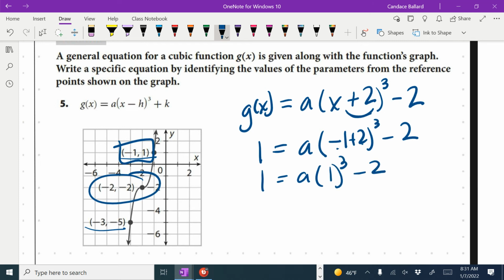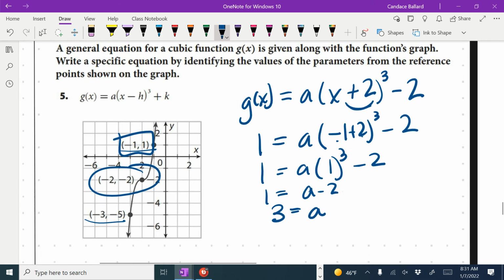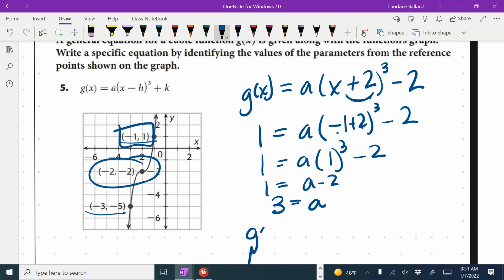How nice. It's been a good day for ones, right? Happy Friday. All right, what's 1 cubed? 1. So A minus 2. What's A equal to? Didn't we get 3 last time? The answer will not always be 3, okay? So it just happened to be these 2 examples. All right, so G of X equals 3 times X plus 2 squared minus 2 is our final answer.